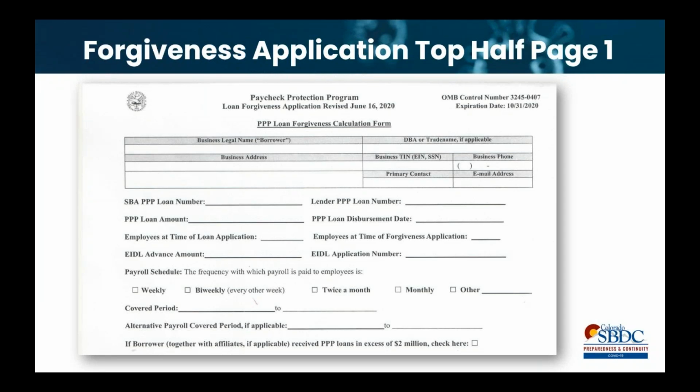The first sections are pretty straightforward and will come right from your loan documentations. Let's start by looking at employees at the time of the loan application and at the time of the forgiveness application. Here they are, 2 more dates upon which to calculate FTEs. We've done it for our covered period and perhaps for multiple reference periods.